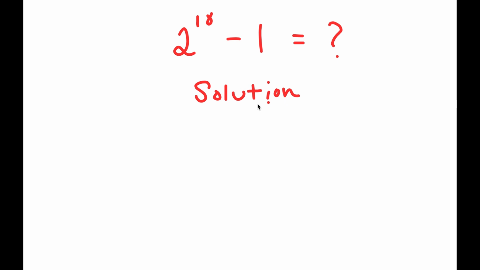All right, so in this problem, I have 2 to the power of 18 minus 1. So I want to find the value of this. So for my solution, I'm going to first start by rewriting this. So I have 2 to the power of 18 minus 1.